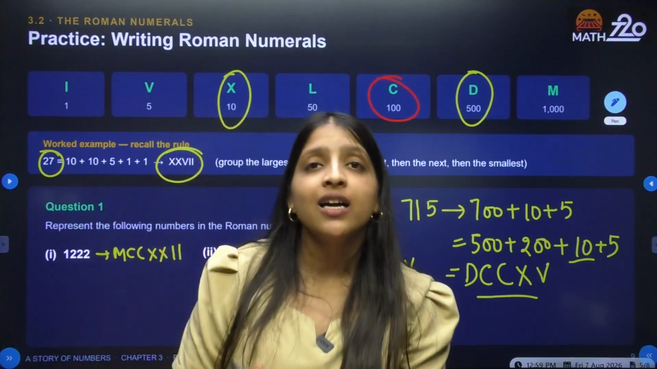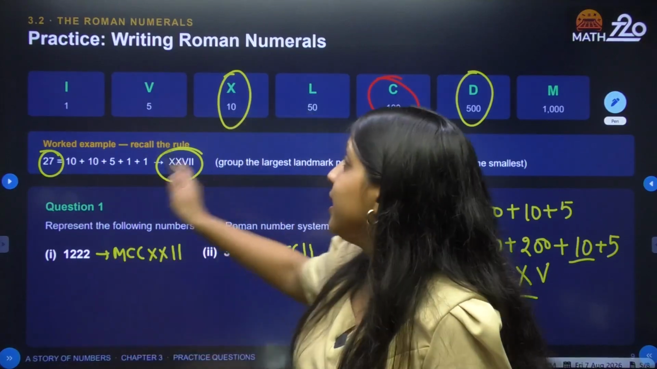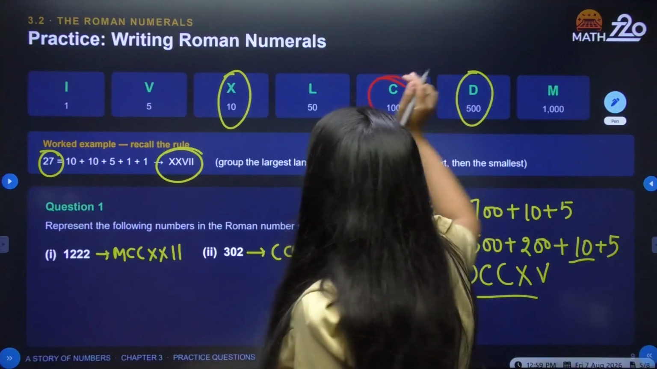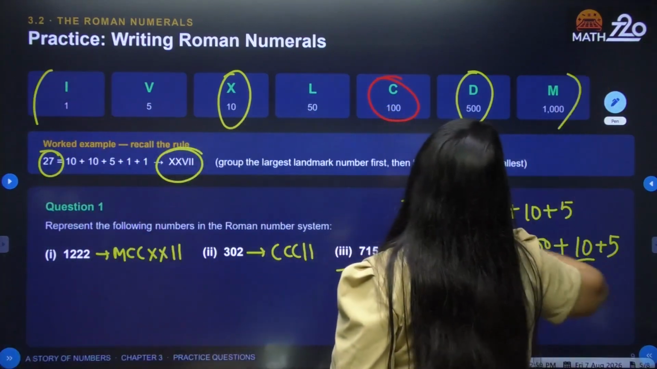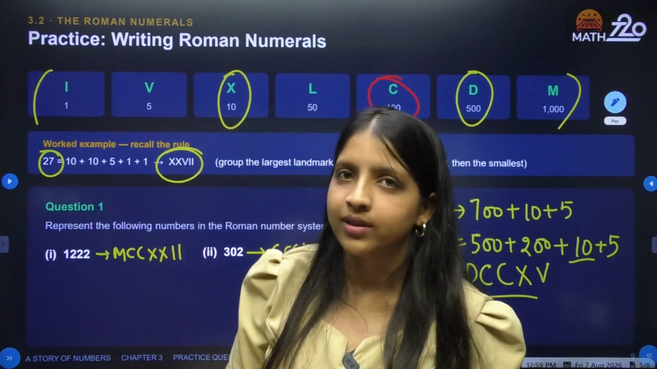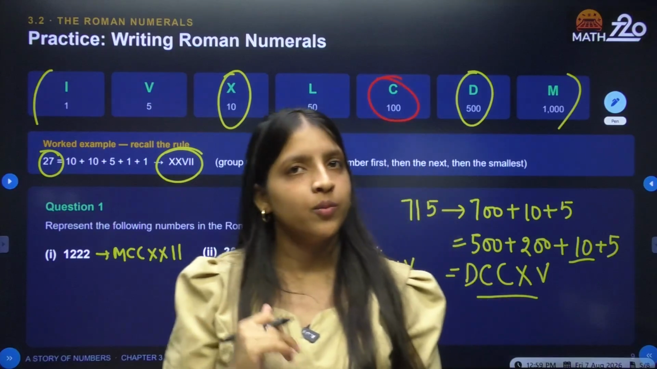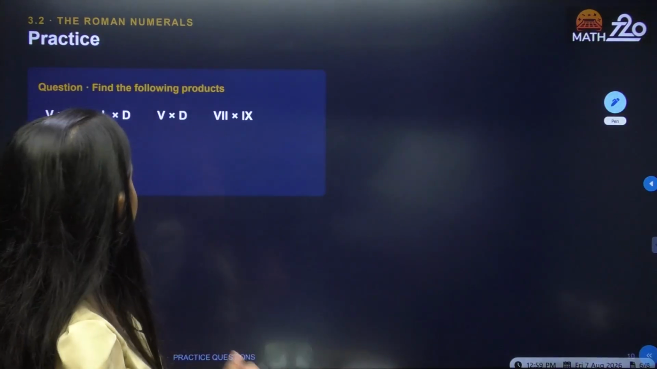So guys, अगर हमें Roman representation solve करना है, so the thing is that हमें landmark numbers and their Roman representation याद होने चाहिए. This is the basics to solve the question based on Roman numerals. Okay, now so let's discuss the next question.